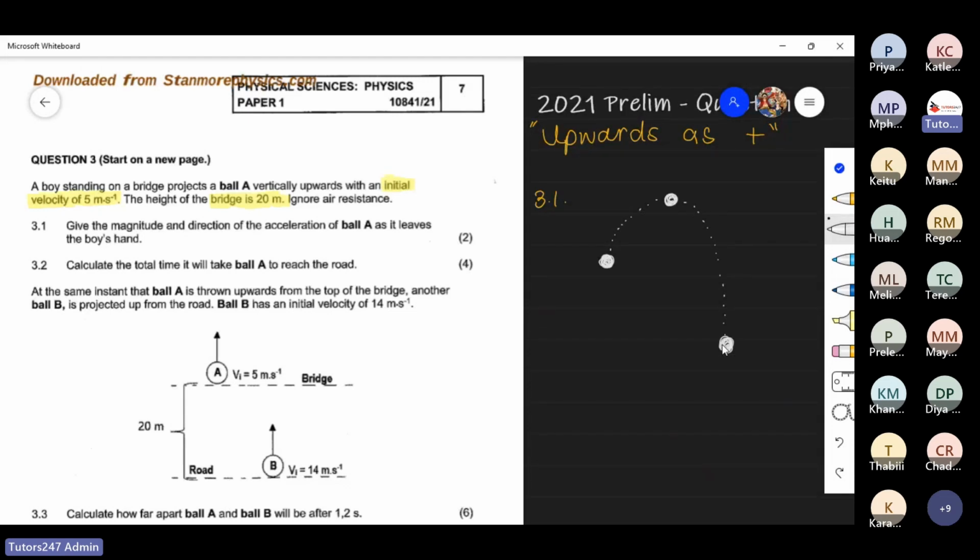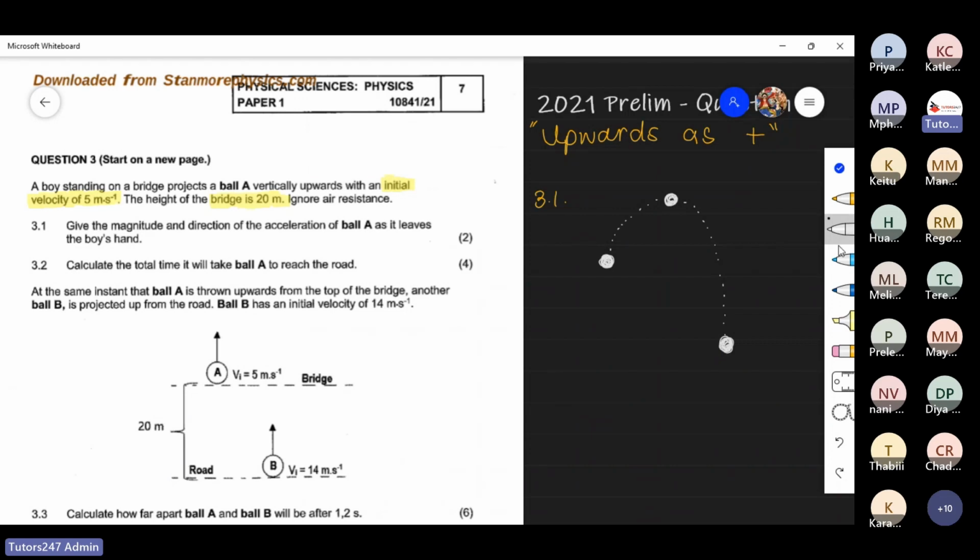Always remember, I know sometimes this can become a confusing question whereby, because I've stated upwards is positive, you assume the direction of the acceleration is upwards. That is never the case. Always remember that within vertical projectile motion, when they are talking about acceleration, they are referring to gravitational acceleration. And gravity always acts down.